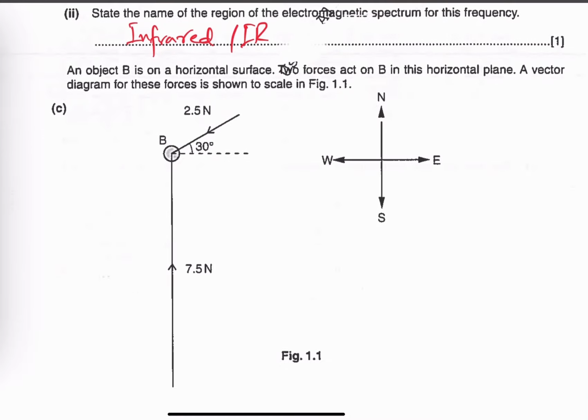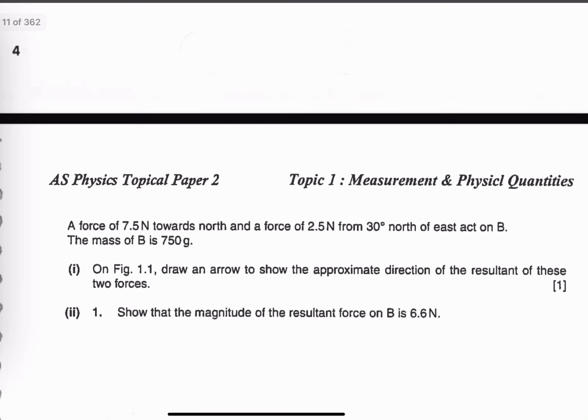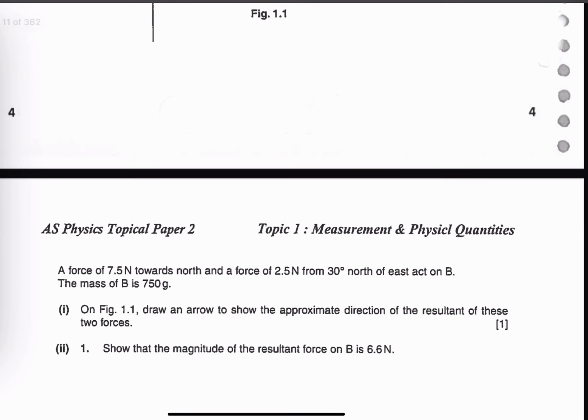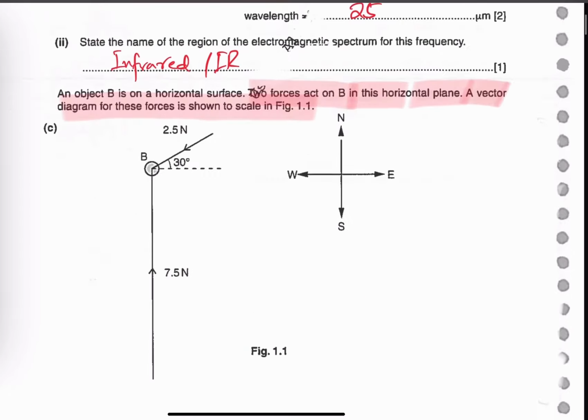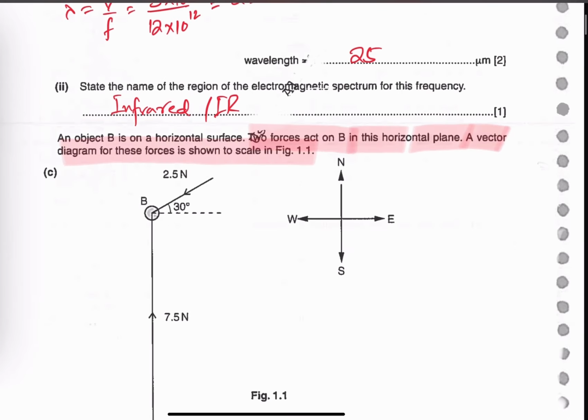Okay, an object B is on a horizontal surface. Two forces act on B in this horizontal plane. A vector diagram for these forces is shown to scale in figure 1.1. Okay, we have a force of 7.5 Newton towards the north, and a force of 2.5 Newton at 30 degrees north of east acts on B. Okay, the mass of B is 750 gram. So the mass of B is also given.